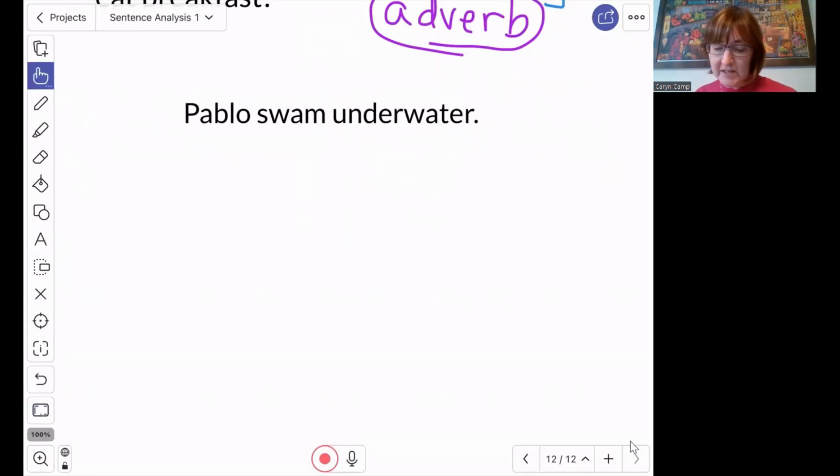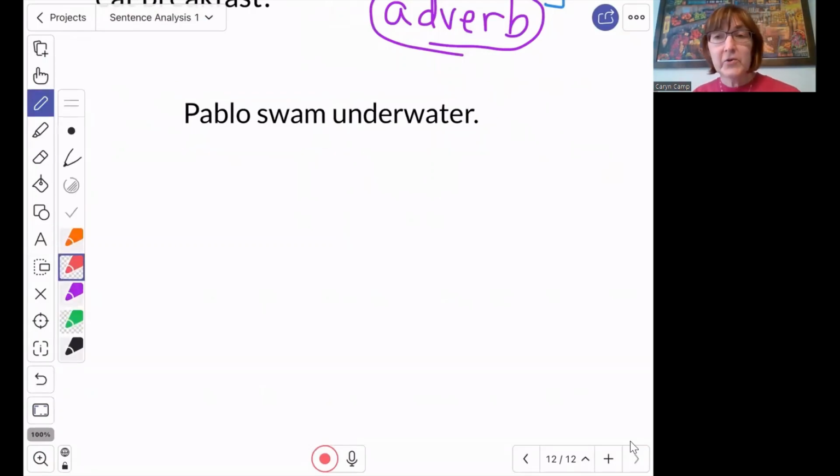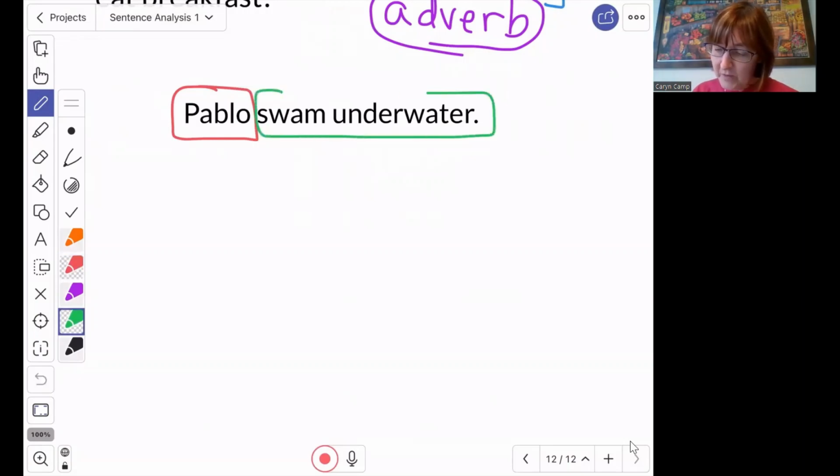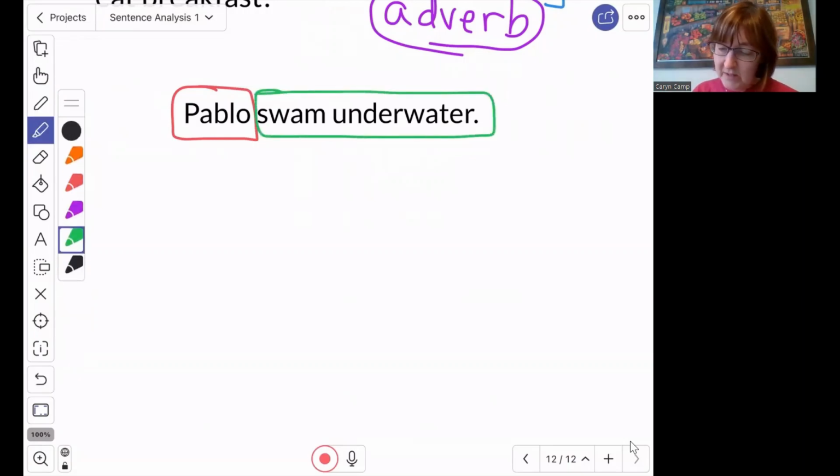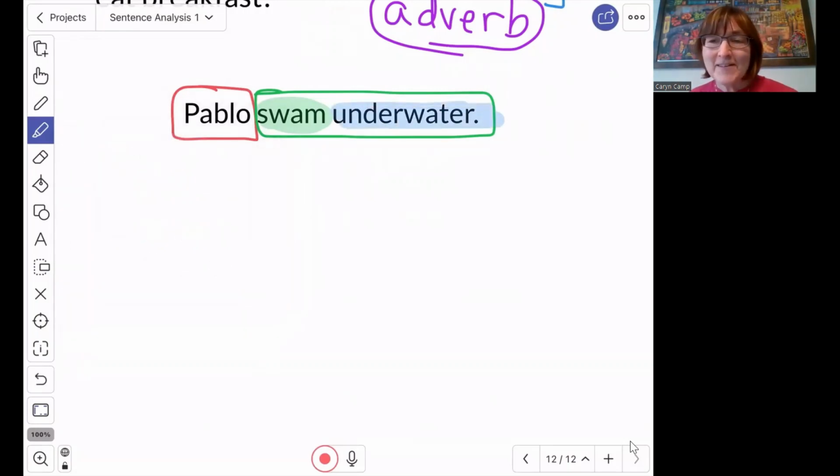So let's analyze our sentence. First question, who is this sentence about? It's the first word. Who is doing the swimming? Okay, it's Pablo. He's the subject. The whole rest is our predicate. The first word is our verb. This is an action verb. Okay, there's swimming going on. That's an action. Pablo swam. But we have another word right here, underwater, okay? Now, what question does underwater answer?